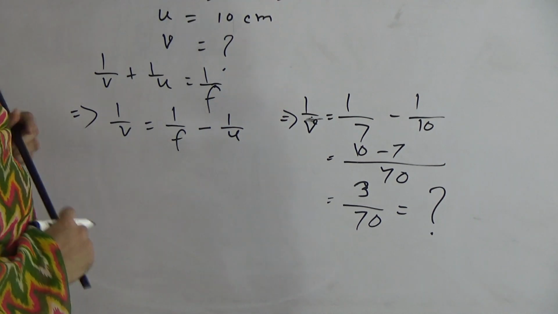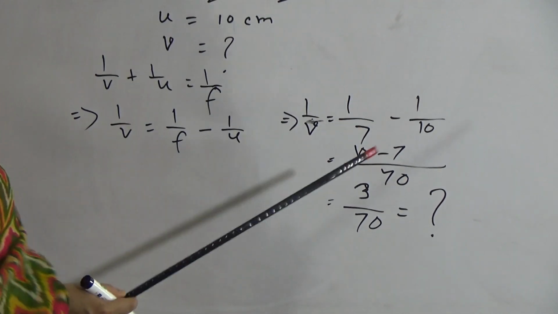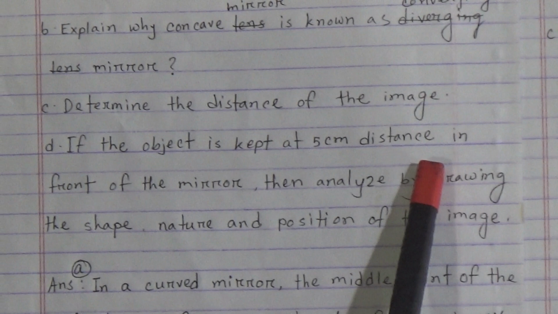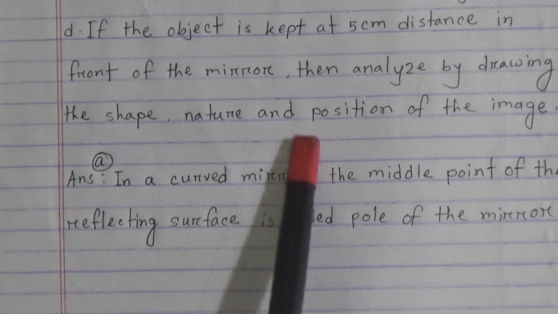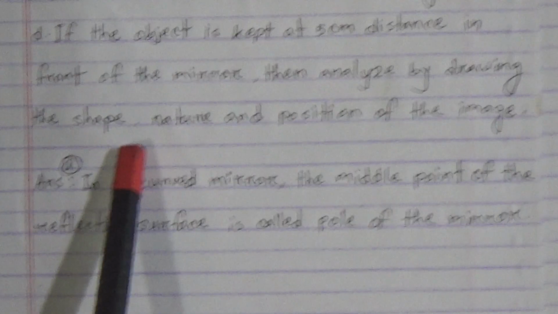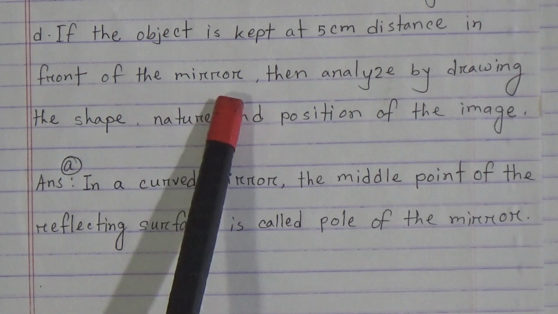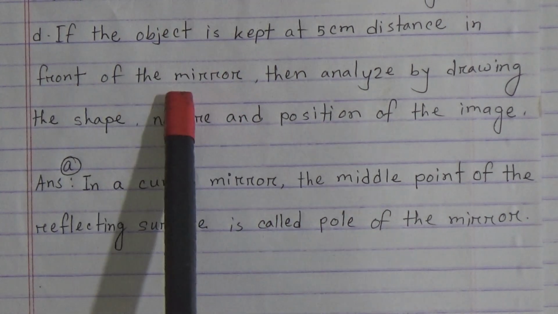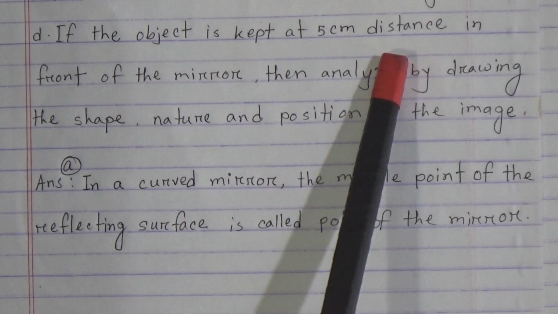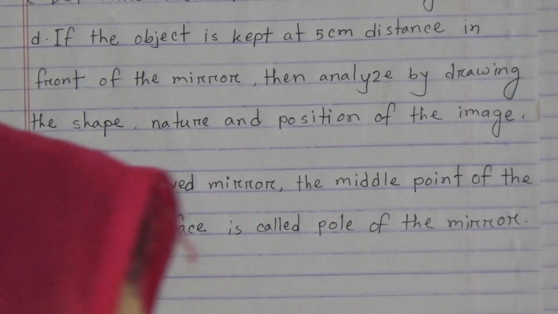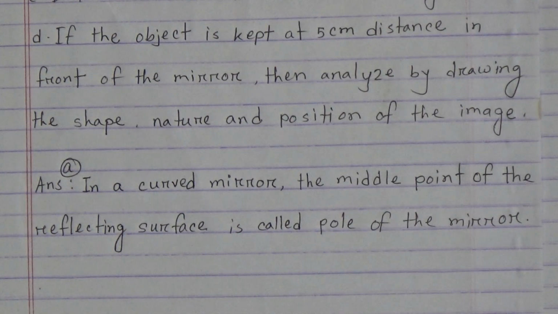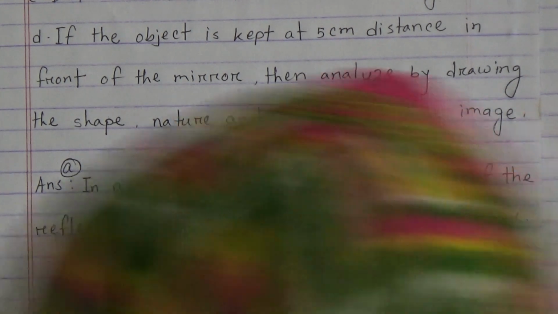I hope all of you have understood this one. Now question number D. If the object is kept at 5 cm in front of the mirror, then analyze by drawing the shape, nature and position of the image. I am repeating, if the object is kept at 5 cm distance in front of this mirror. My dear students, according to the question you have to draw a figure at first.